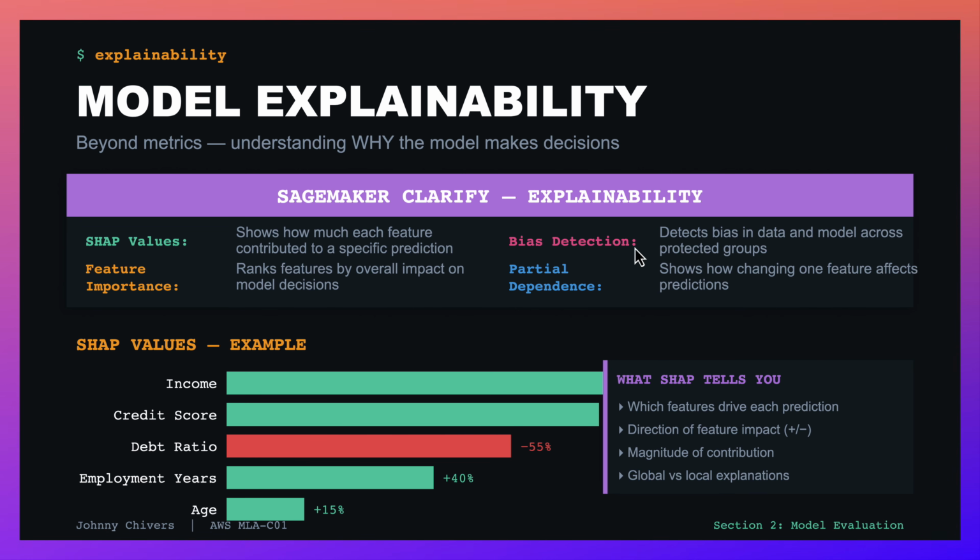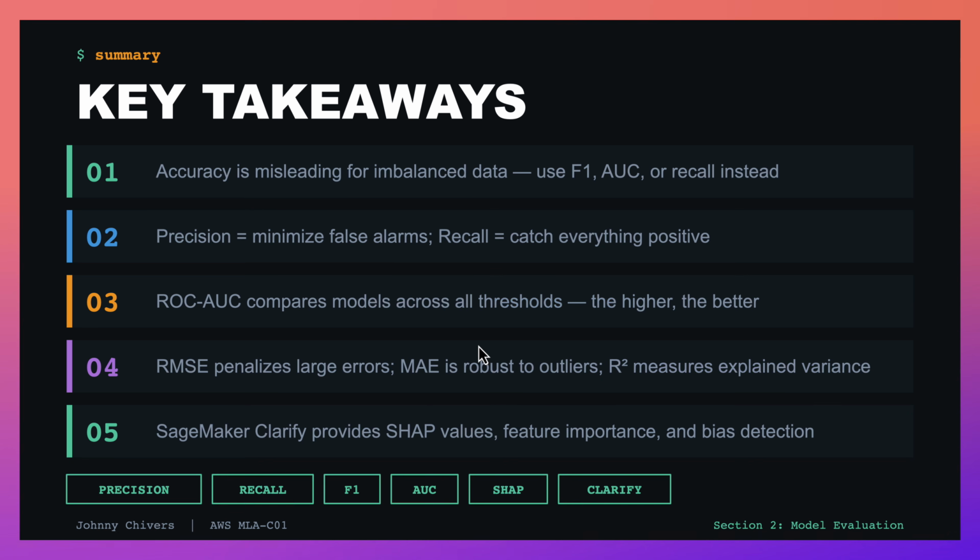Bias detection is important, as we've already covered. Partial dependence shows how changing one feature affects the predictions, and feature importance ranks the overall feature's impacts on the model. So again, I have called out the SHAP value down the right hand side here, which features drive which prediction, direction of the feature impact, magnitude of contribution, global versus local explanations. And it's really important when it mentions an exam you want to do SHAP values that you think SageMaker Clarify for explainability.